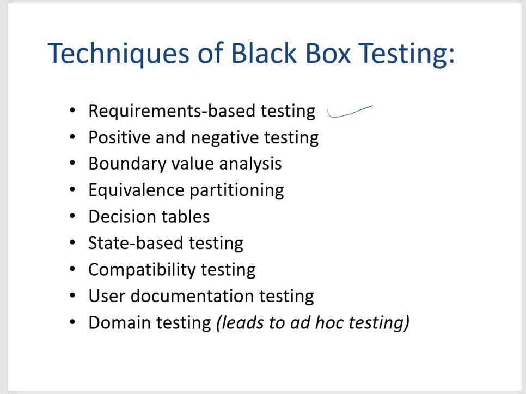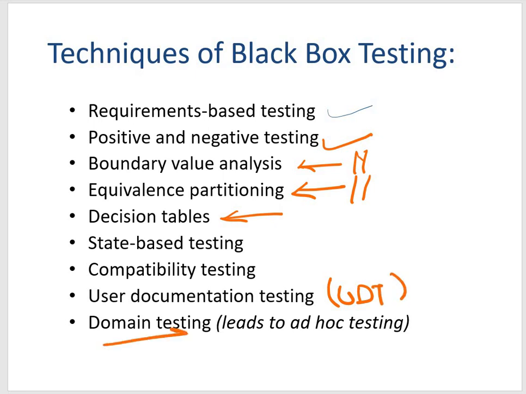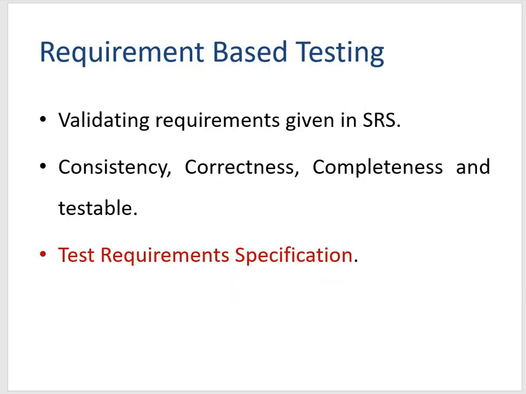Now, these are some of the techniques of black box testing. Initially, we have requirements based testing, and then positive and negative testing. We have boundary value analysis, where we'll be giving a good amount of time. Equivalence class partitioning is also equally important. Your decision table is yet another important thing. And afterwards we have state based testing, compatibility testing, your UDT, which is your user documentation testing, and domain testing, which is leading to your ad hoc testing.